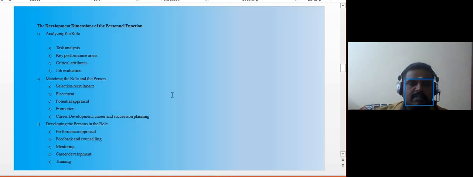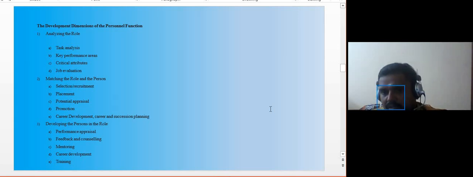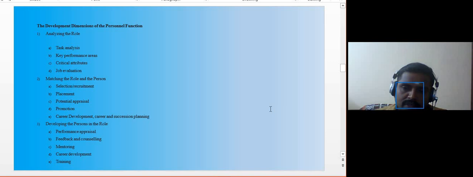And the developing dimensions of personnel functions: we must analyze the task analysis of an individual and perform the key performance areas at all levels, and then the critical attributes of particular functionalities, and make the job evaluation in a very good manner, because in Unit 1 we discussed all those things. We must analyze the job, fix the roles and responsibilities of the individual, and fix the minimum acceptable human qualities to adapt to the new changes in the changing environment.